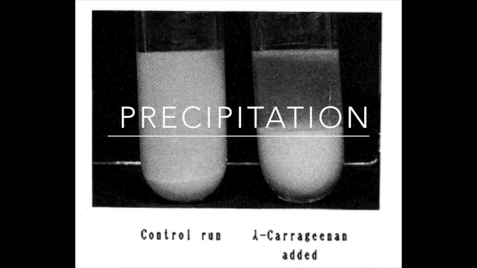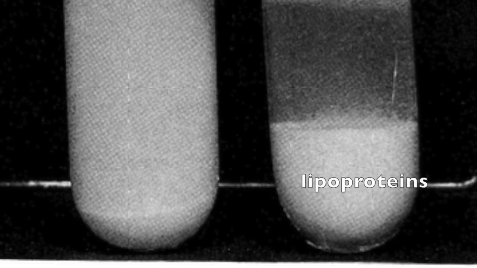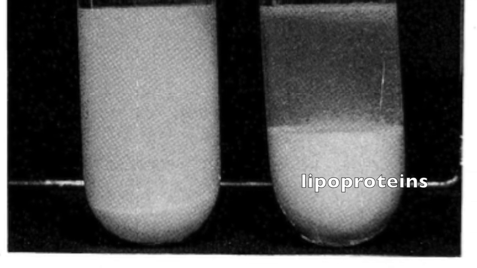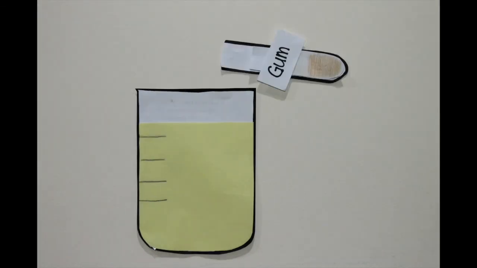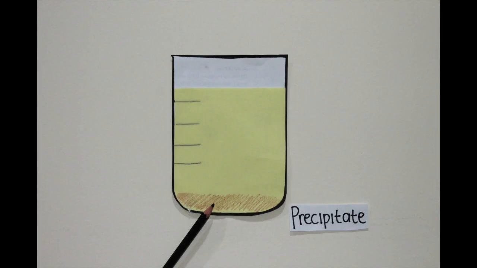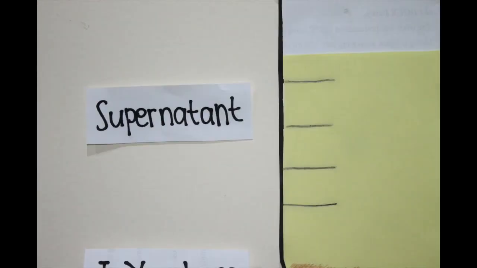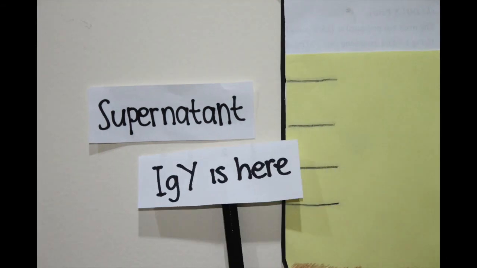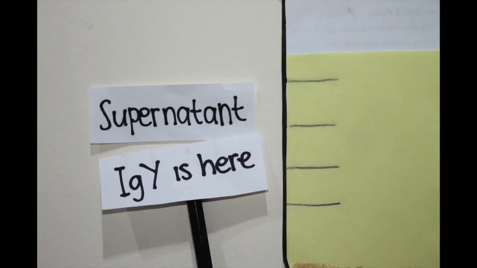The first method we use is precipitation. At first, egg yolk was added with distilled water, then homogenized and filtered. Then, the lipoprotein in diluted egg yolk was precipitated by adding natural gums. From here, we have the precipitate fractions and the supernatant, which is the clear watery part. The supernatant contains water-soluble proteins, including IgY, and the precipitate contains lipoproteins.